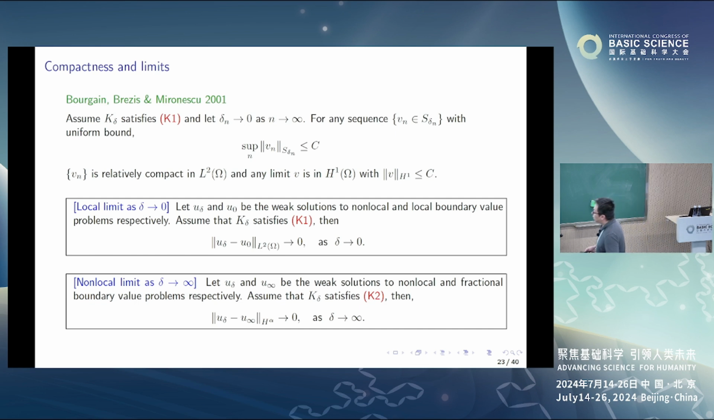Okay, and similarly, when delta goes to infinity, if we choose the K2 scaling, then in the H alpha norm, the solution of the nonlocal model converges to the solution to the fractional PDEs. So you can see this nonlocal model naturally connects the local PDE as well as the global fractional PDEs.